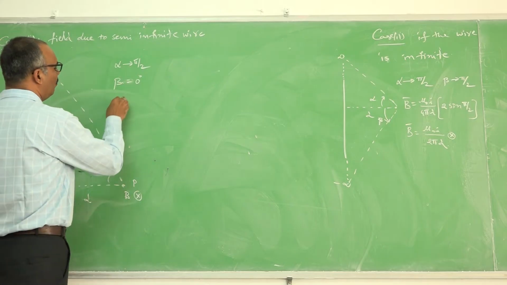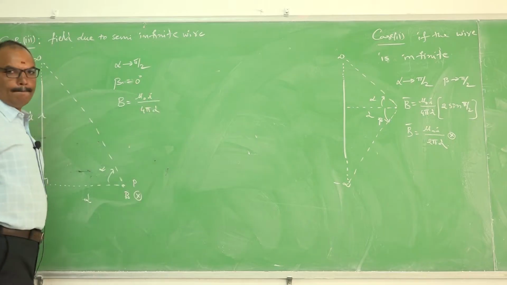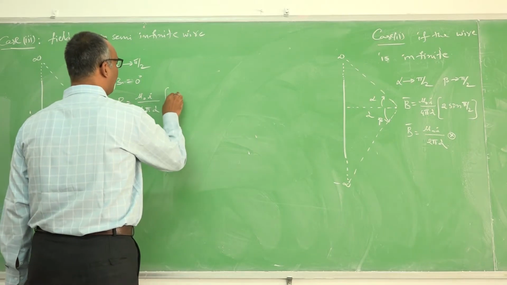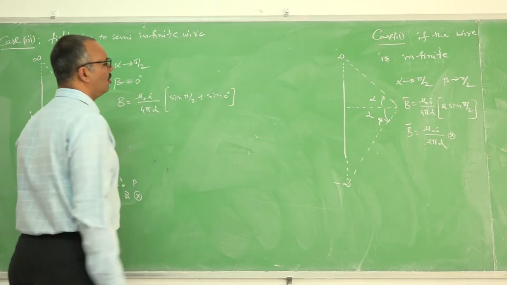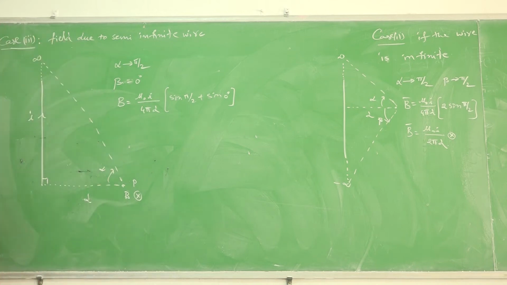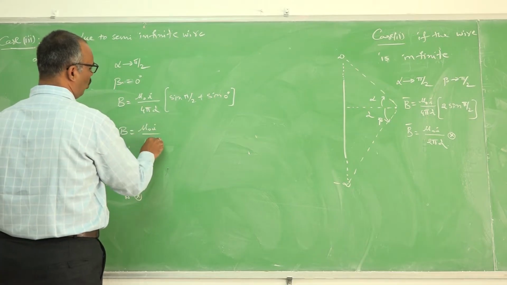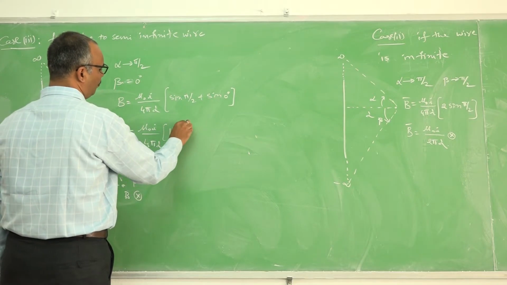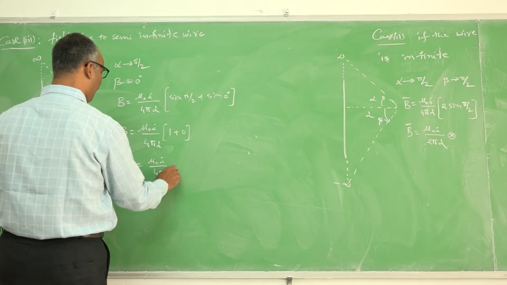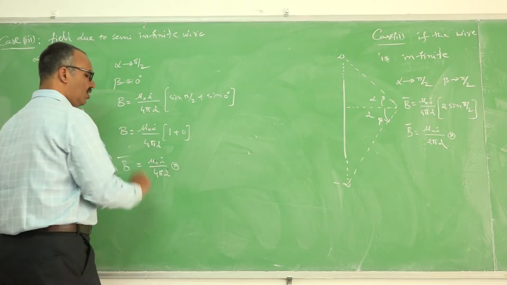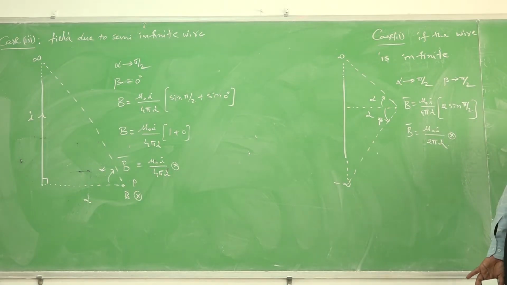Then what about B value? B is equal to mu naught I by 4 pi d into sin alpha plus sin beta, that is sin pi by 2 plus sin 0. Sin pi by 2 is 1, sin 0 is 0. So answer is B is equal to mu naught I by 4 pi d into 1 plus 0, nothing but mu naught I by 4 pi d into the paper. This is the strength of magnetic field due to semi-infinite wire.